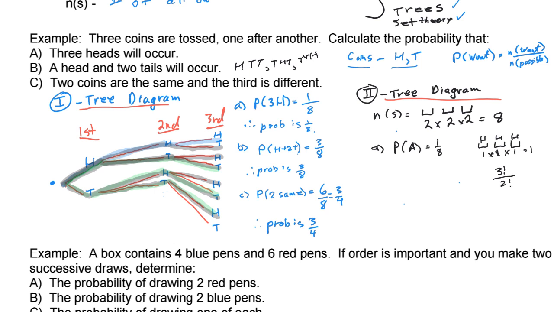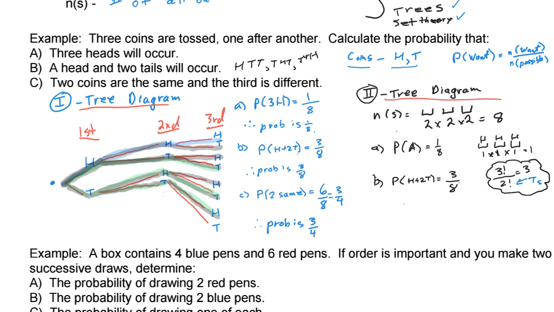We can't identify them. So these are our T's. When you do your calculations, you're dividing those out. So you end up with 3 factorial divided by 2 factorial, which is 3. So the probability of this new one, the probability of a head and 2 tails, is equal to the number of ways, which is here, 3, divided by the total number, which is 8.